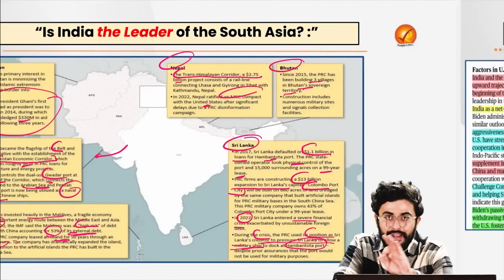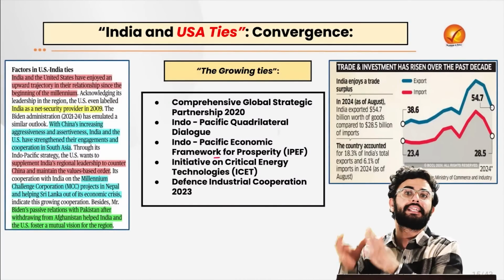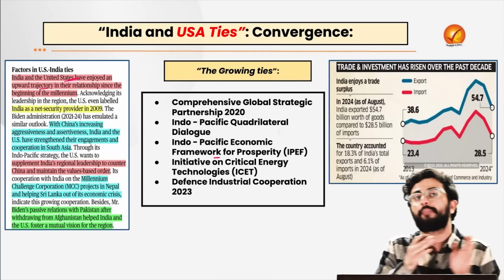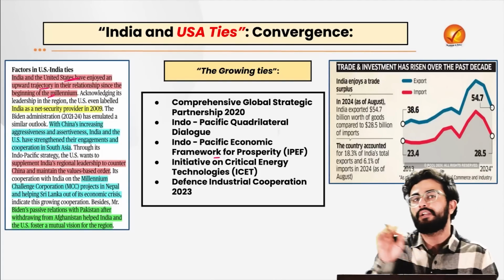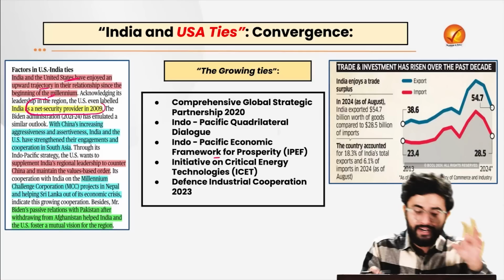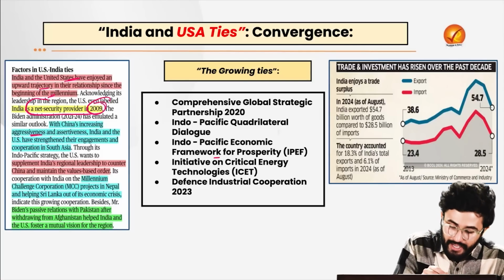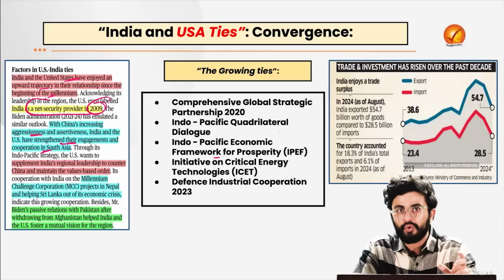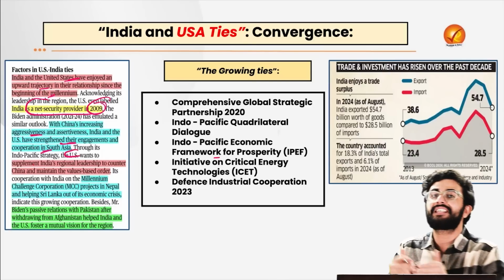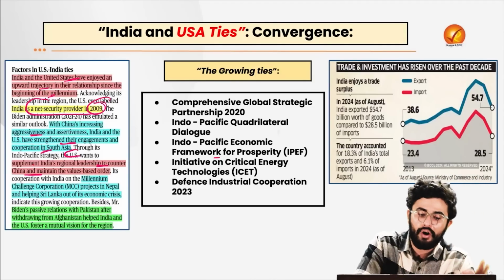So China's maneuvering in the region of South Asia is obviously acting detrimental to both India and US interest. And that is why India and United States have enjoyed an upward trajectory in the relationship since the beginning of the millennium, where India was actually labeled as a net security provider for US in 2009. And with China's further increasing aggressiveness, India and US have strengthened their economic and security cooperation in the region of South Asia, where US actually wants to supplement India's regional leadership to counter China and maintain the value-based order.